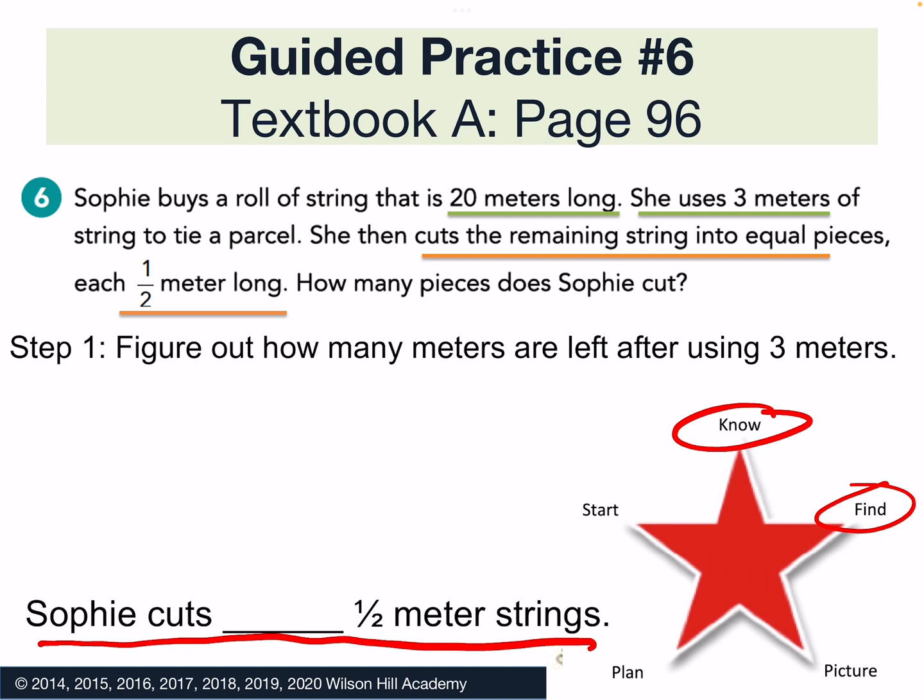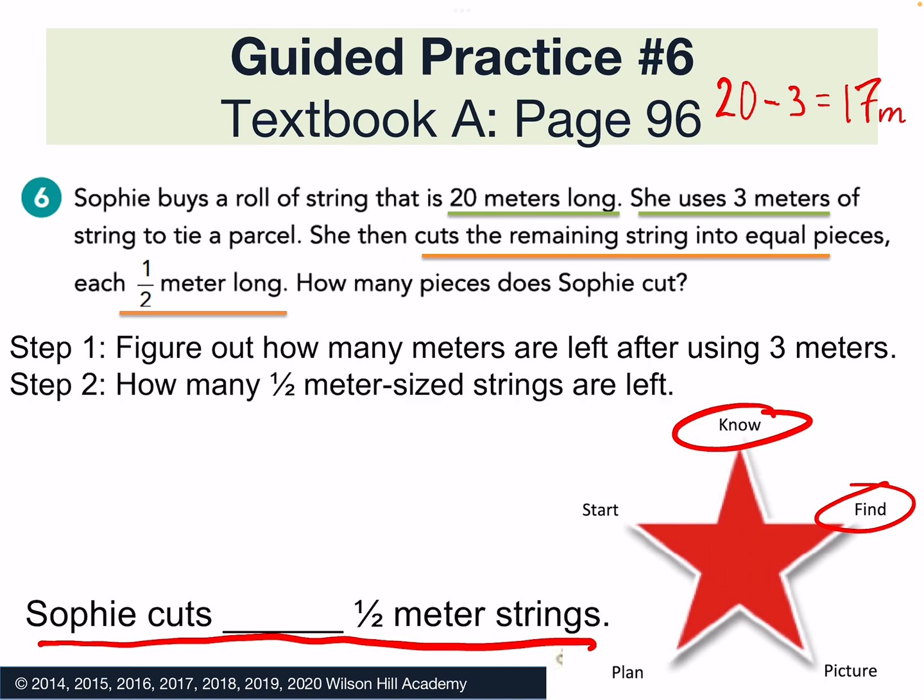So the first thing we need to do is to figure out how many meters are left after she uses 3. We're still helping ourselves find what we know, find information here. So we know that she started out with 20 meters of string, and she used 3 meters of string, and that left her with 17 meters of string.